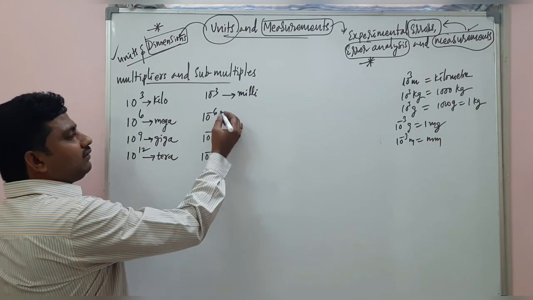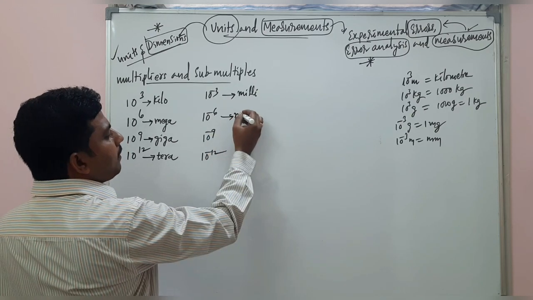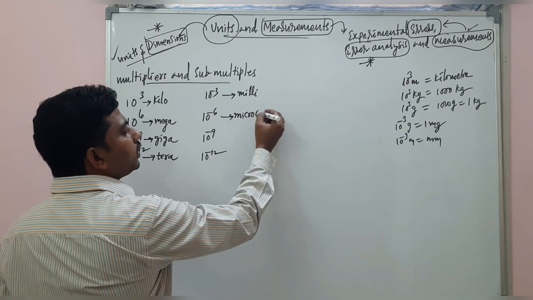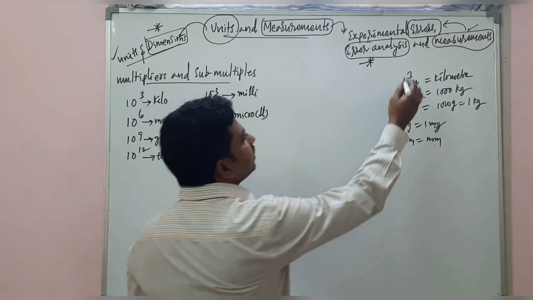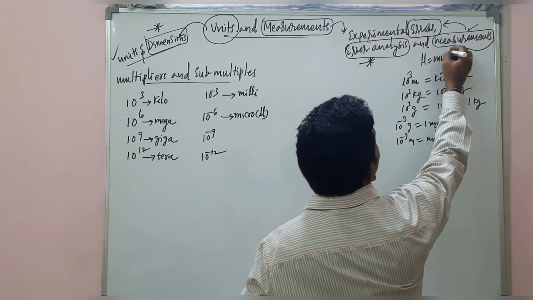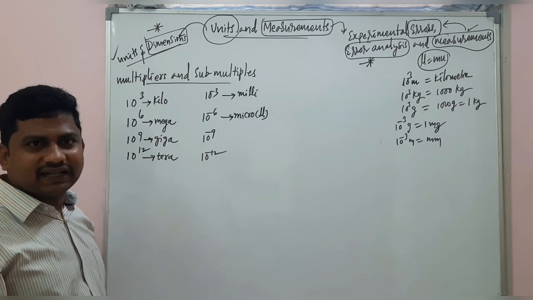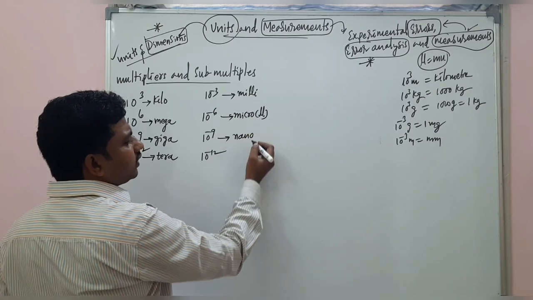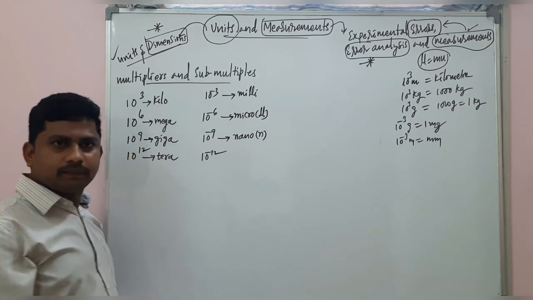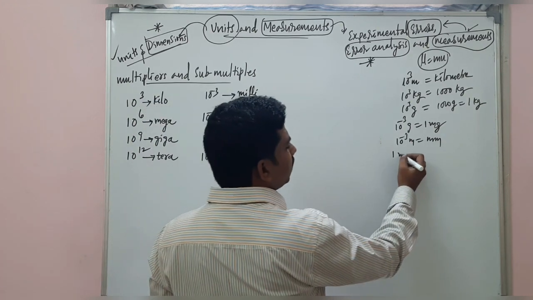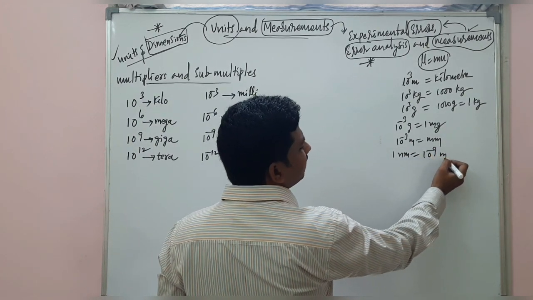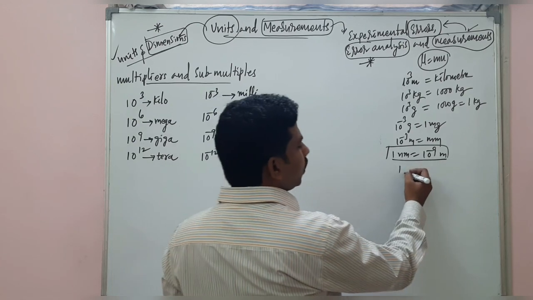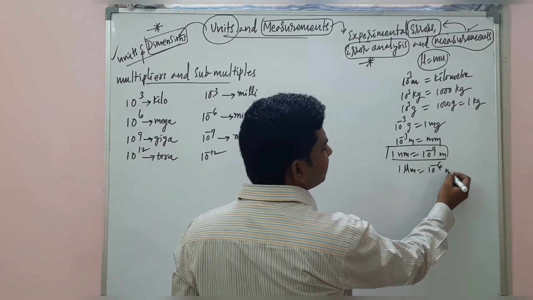10 raised to minus 6 is called micro, denoted with the symbol mu. The pronunciation of this is mu. It's a Greek letter. 10 raised to minus 9 is called nano, denoted with the letter small n. So 1 nanometer is equal to 10 raised to minus 9 meter. No confusions at all. This is how the nano symbol will be used. So what is 1 micrometer? That is 10 raised to minus 6 meters.